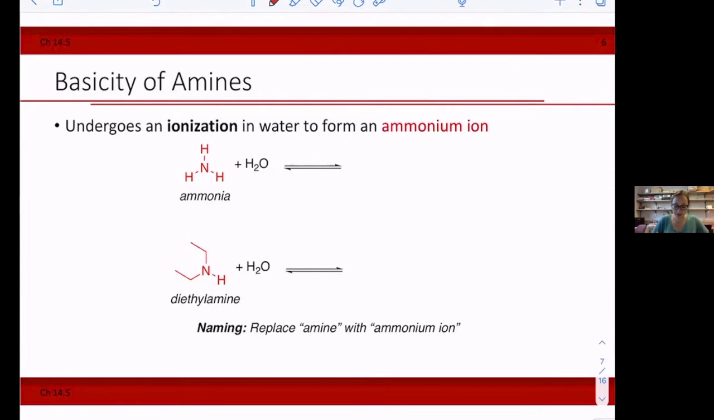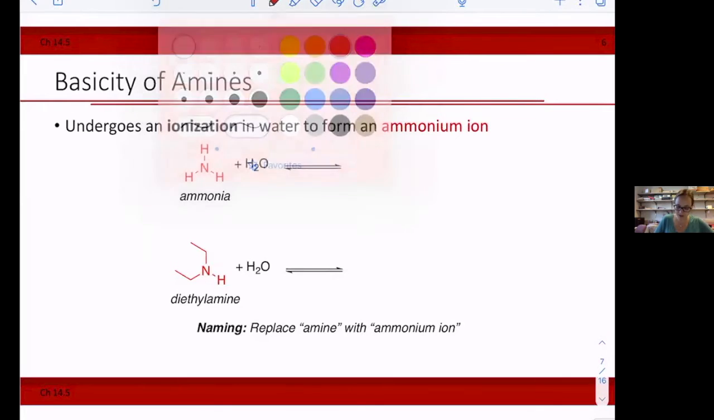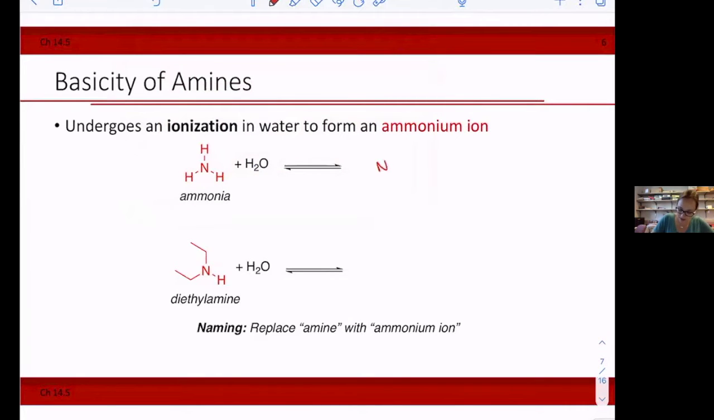So now if we have our base, which in this case, I'm just going to give you ammonia as the example, and we have that in water, it's going to be in equilibrium, in a state where the nitrogen has stolen one of the hydrogens from water. Now nitrogen is going to have four hydrogens in this case, or four covalent bonds. And because it has four covalent bonds, it's going to have a positive charge. If you do your formal charge counting for this, it would have a formal charge of +1.